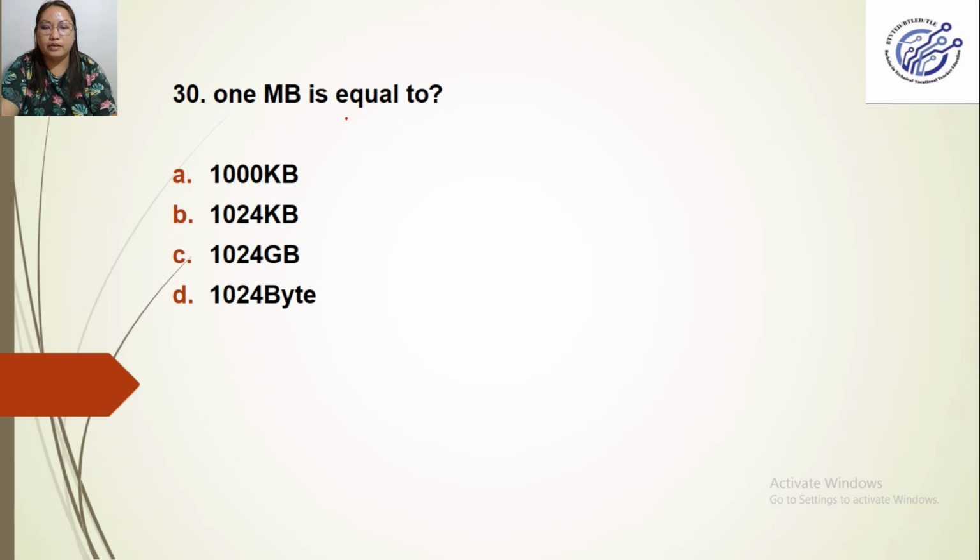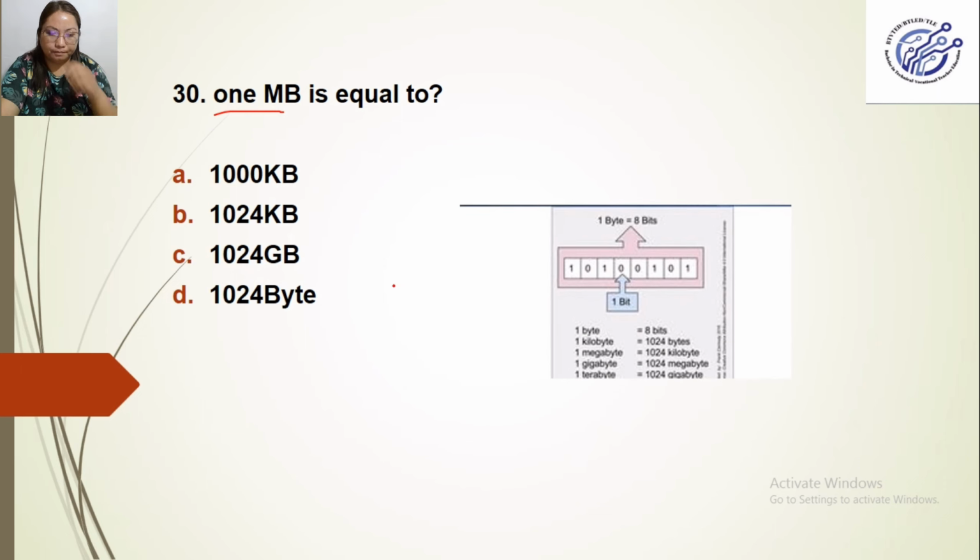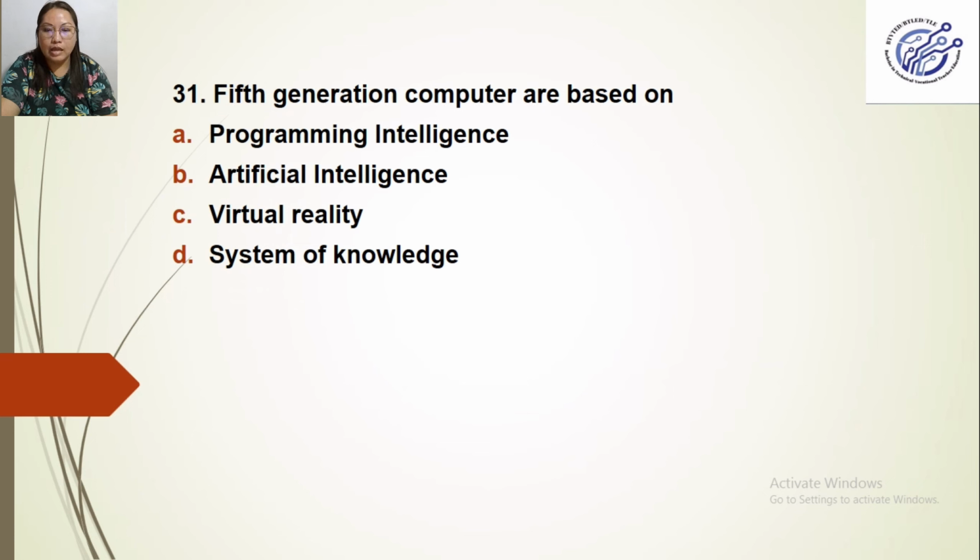Number 30. 1 MB is equal to, so ano ba yung value natin sa ating MB? So tingnan po natin again sa ating table. So yung 1 MB po natin ay meron po siyang 1,024 kilobytes. So yung sagot po natin sa number 30 is letter B, 1,024 kilobytes.